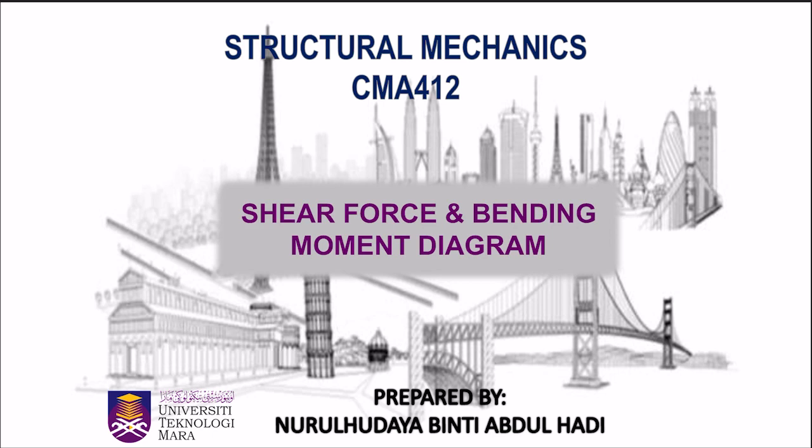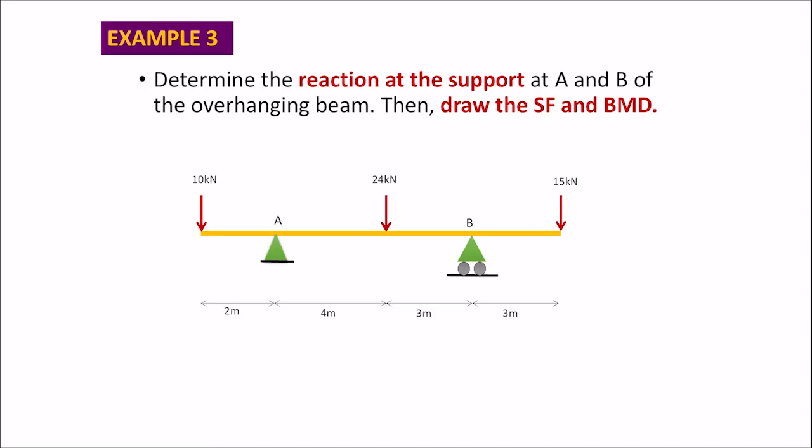Let's proceed to example number 3. Determine the reaction at the support A and B of the overhanging beam. Then draw the shear force and bending moment diagram. The difference between example 1 and example 2 with this example 3 is that this is an overhanging beam. Example 1 and example 2 are simply supported beams.